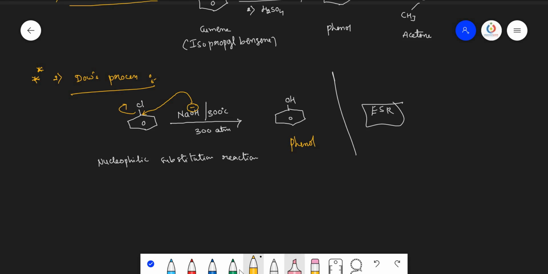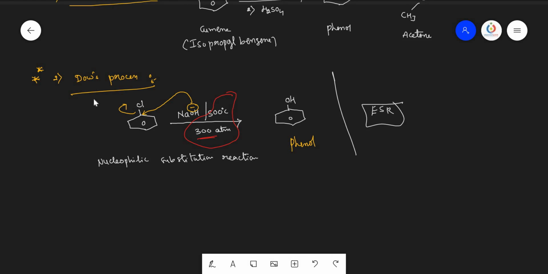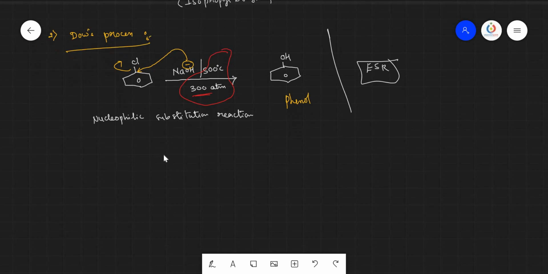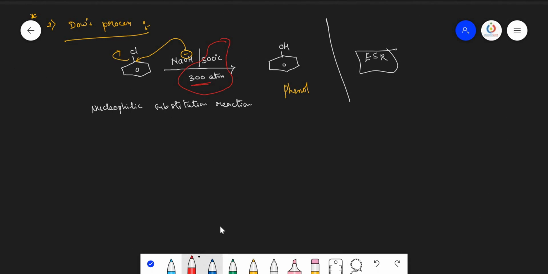And how could this happen? It is a simple thing: here we are using very drastic conditions. 300 degrees centigrade temperature, 300 atmospheric pressure. 300 atmospheric pressure means it is 300 times more pressure than our normal pressure. So that's why under these conditions, benzene even participates in the nucleophilic substitution reaction, and Dow process is an example for the nucleophilic substitution reaction. And in phenol properties, we shall discuss once again. Here I'll explain one more important thing to you.